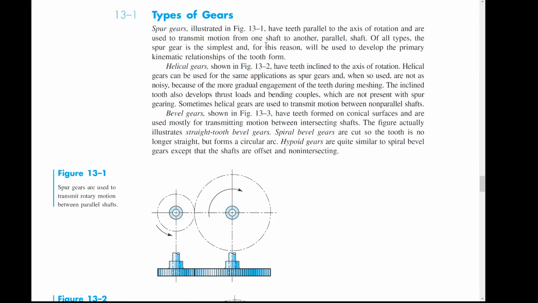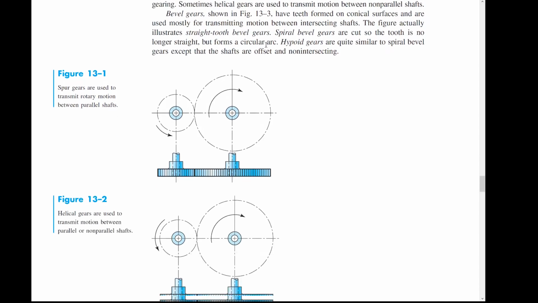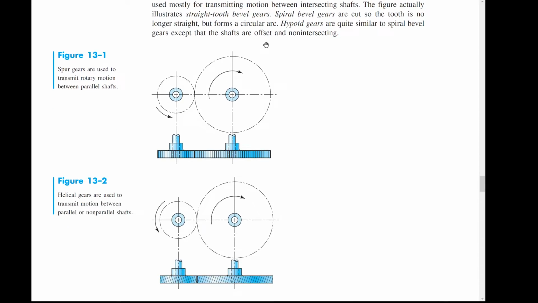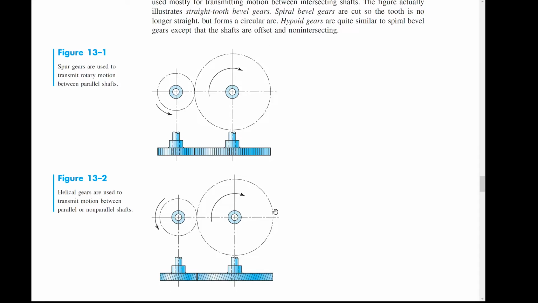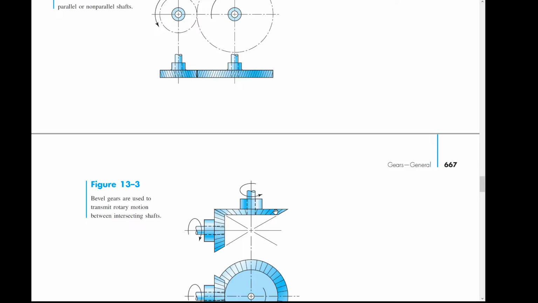Figure 13-1, spur gears are used to transmit rotary motion between parallel shafts. Those shafts are parallel and rotate in opposite directions. Now, helical gears are used. Okay, so we have an angle to the cut. Same deal as the other one. And then bevel gears, alright, rotary motion between intersecting shafts.